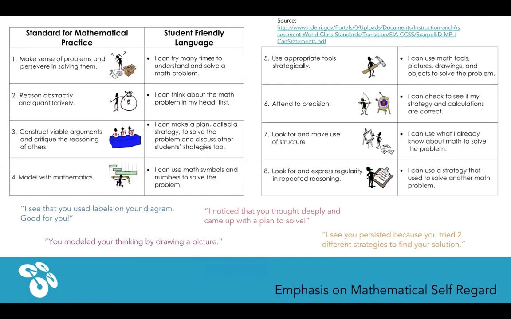You can achieve this by highlighting their mathematical habits. Give students strategic and specific mathematical praise. Even better, consider assigning praise rooted in the eight Common Core standards of mathematical practice. Here's a poster of student-friendly standards of practice. Consider posting these around your room as visual reminders to yourself and your students.